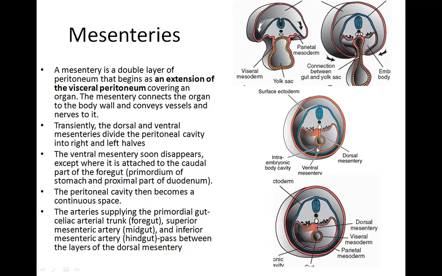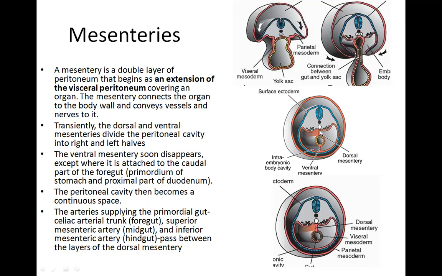Now with the due course of time what happens? This ventral mesentery will disappear, right? So a continuous peritoneal cavity will be formed and the ventral mesentery will disappear everywhere except certain parts: except caudal to the part of the foregut, that is the primordium of the stomach and the proximal part of the duodenum. Only there the ventral mesentery remains, everywhere else it disappears and only the dorsal part of the mesentery remains.